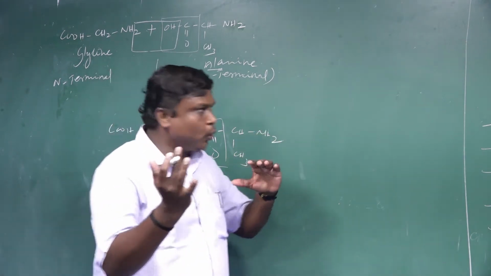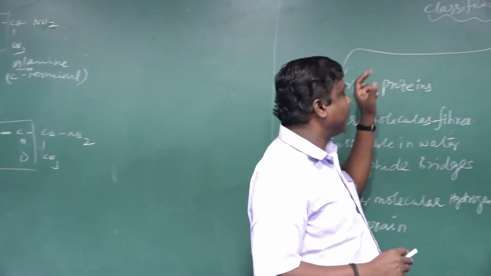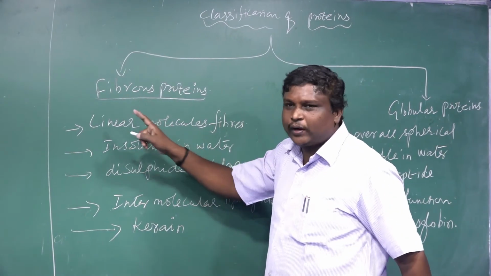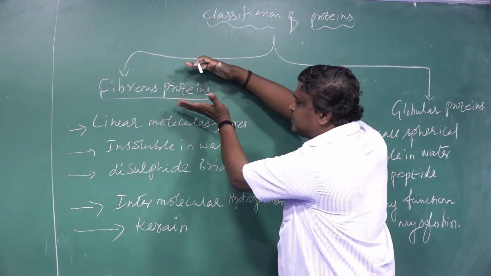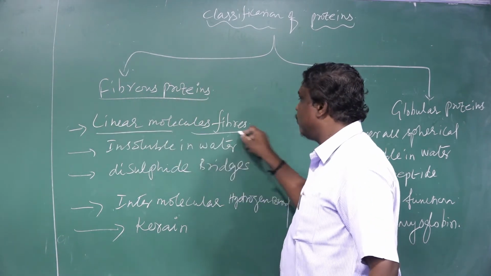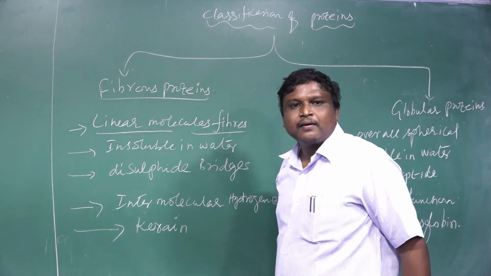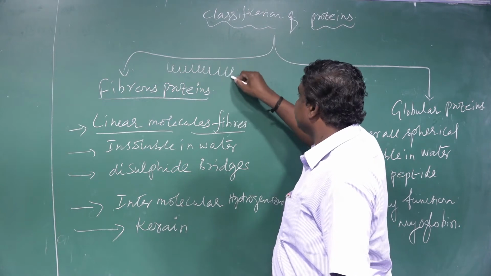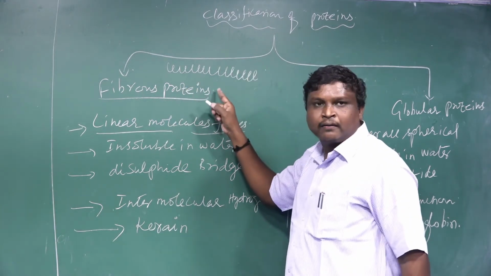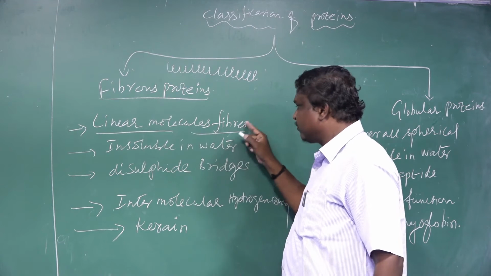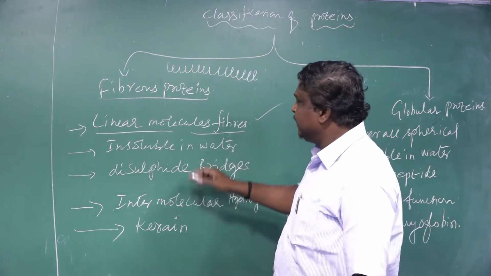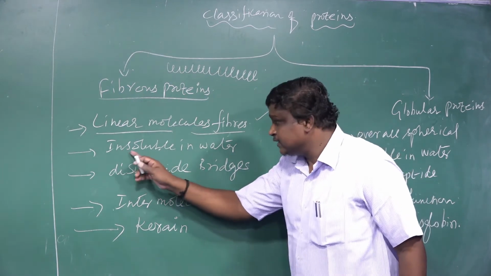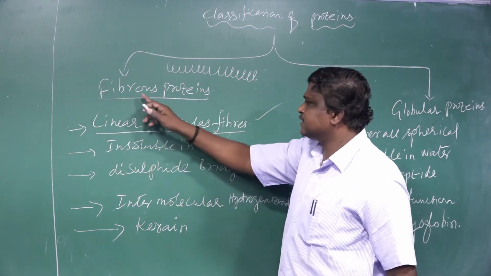Classification of protein. There are two types of classification of protein. First, number one, fiber proteins. In this type, the protein becomes linear molecules, fibers. The structure is linear. Second, this type of protein is insoluble in water. Water insoluble is a fiber protein.